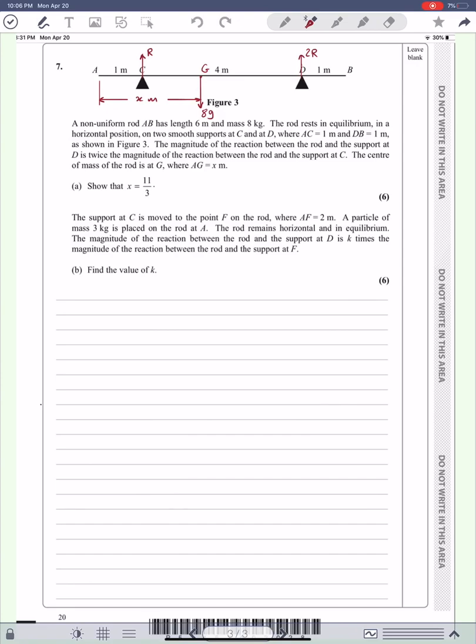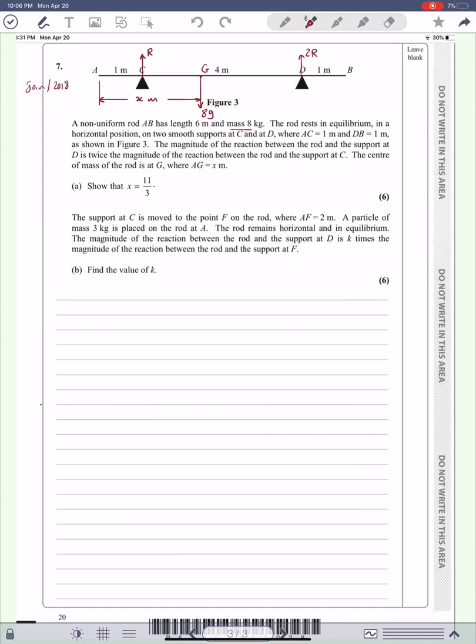Alright, this is question 7 from January 2018. The question says, a non-uniform rod AB has length of 6 meters and mass of 8 kilograms. Before we continue reading, look at what I did. So we have 8G. Be careful, the mass is 8 kilograms, so the weight is 8G.